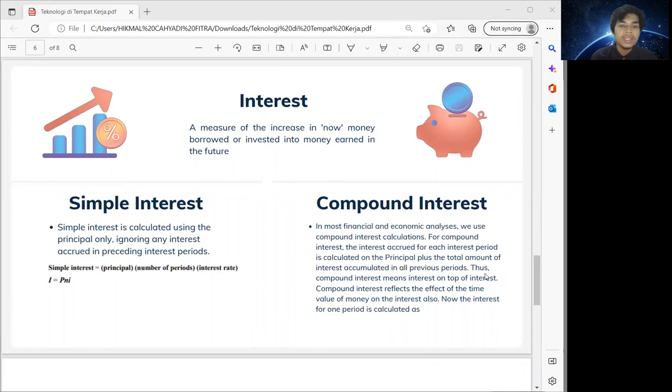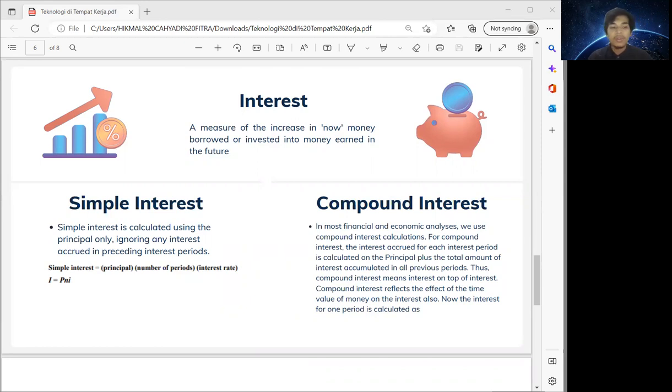The next is about interest. Interest is a measure of the increase of money borrowed or invested into money earned in the future. Interest is divided into two types, simple interest and compound interest. The terms interest period and interest rate are useful in calculating equivalent sums of money for one interest period in the past and one period in the future.